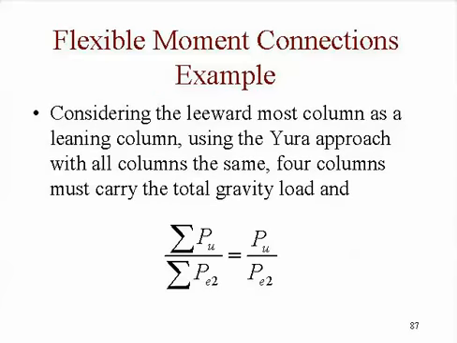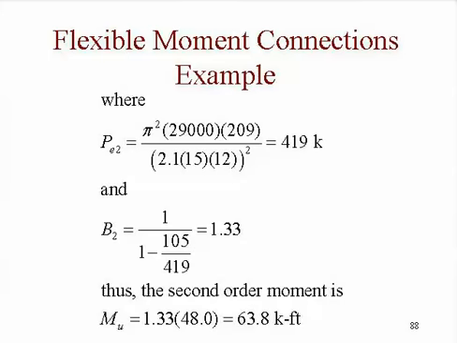And the other part of this is we have to figure out how to deal with that leaning column. And the approach recommended by Joe Ura as one possibility is to make sure that all the columns in the lateral load resisting system can carry all the load, which means we just don't worry about that last column. We'll put all the load on our 4 columns. And so if we do that, we can calculate the amplification factor, and you see we get a 33% amplification.